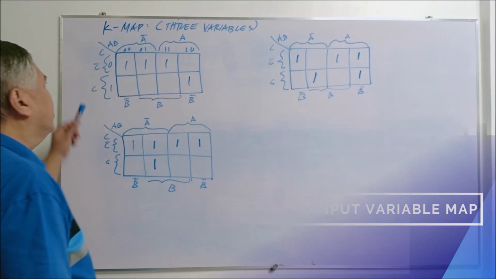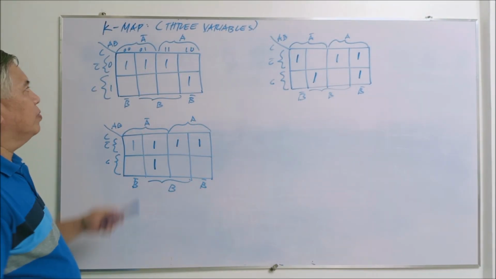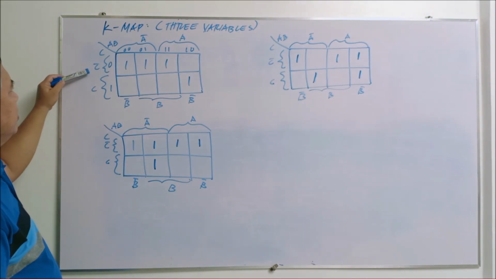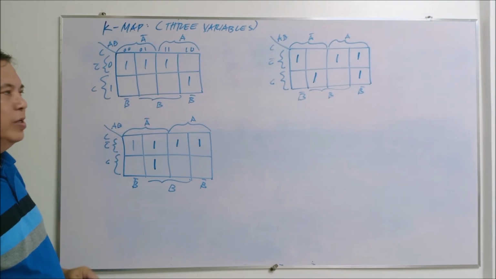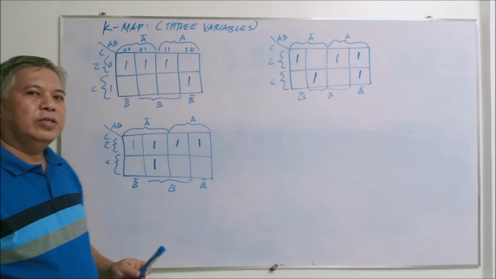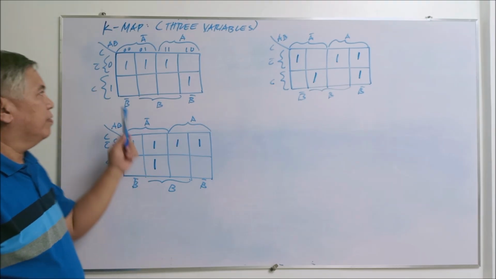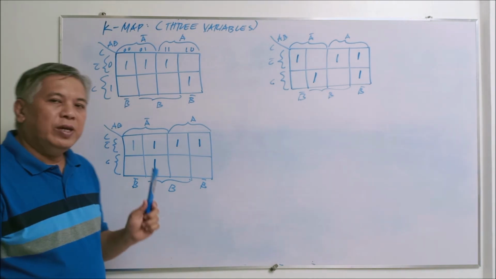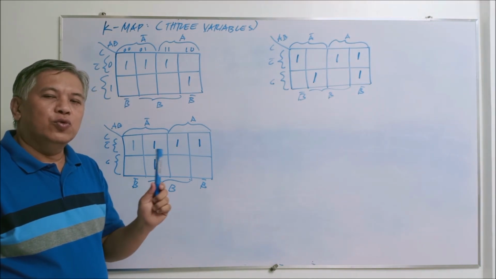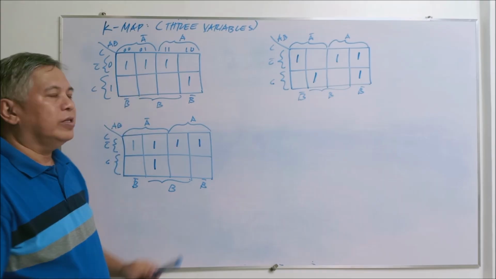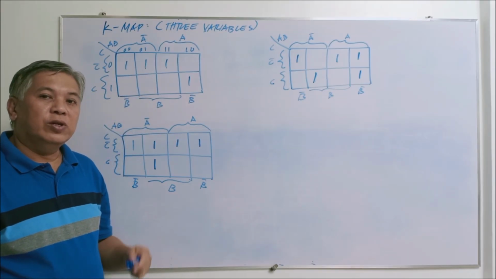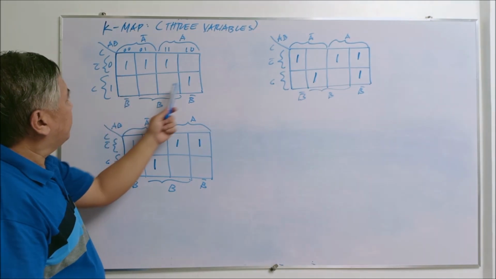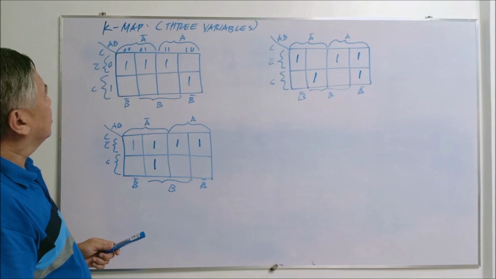Okay, so let's solve this particular map. We're still in the three variable map. So the first one is this particular condition. How do we obtain the simplified logical circuit for this map? Again, what will be our grouping? 8, 4, 2, 1. Since there are no 8 adjacent cells, we go to 4 adjacent cells. So, let's try to find 4 adjacent cells.